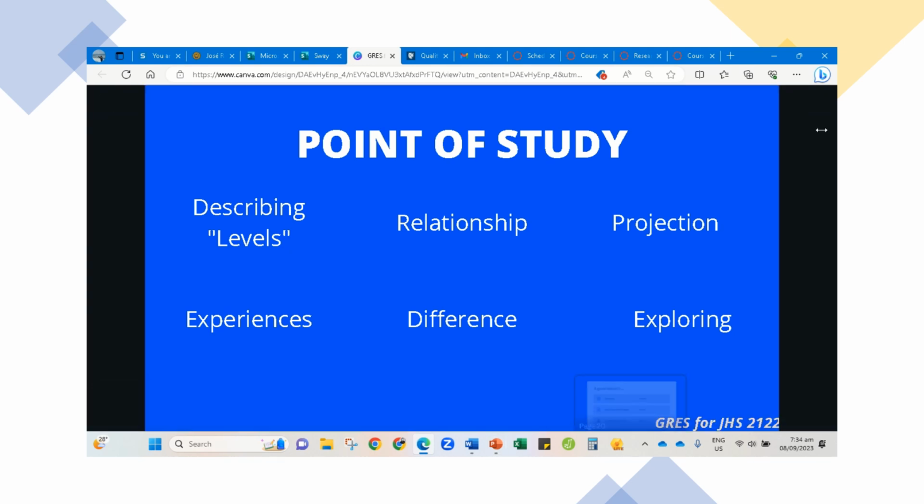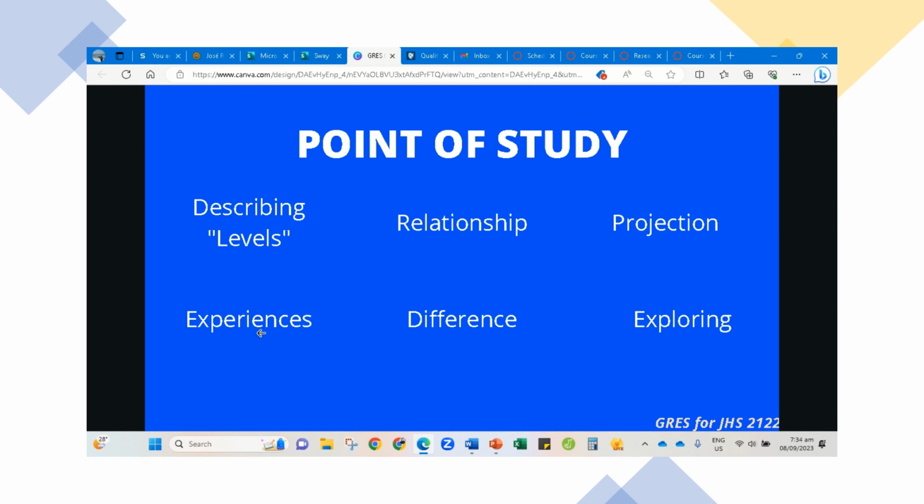Now, these are your points of study. These are things that you could put in your statement of the problem, like describing, when you put, what is the level of appreciation of students. When you talk about the relationship, is there a significant relationship between the grades in mathematics and English? Projection. What are the factors that are an indicator for success?